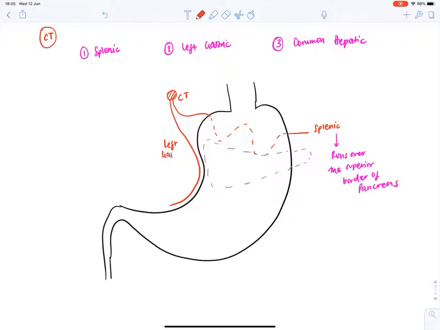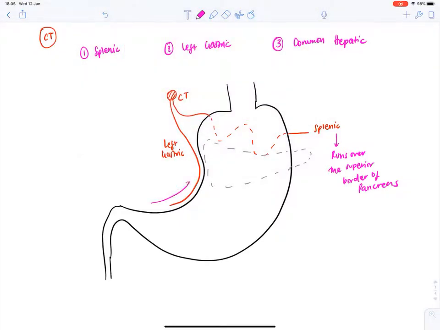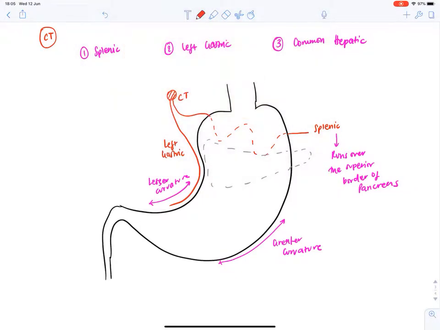the lesser curvature of the stomach. So this part over here is known as the lesser curvature, because it's a smaller curvature, and this part over here is known as the greater curvature of the stomach. So the left gastric supplies the left part of the lesser curvature of the stomach.